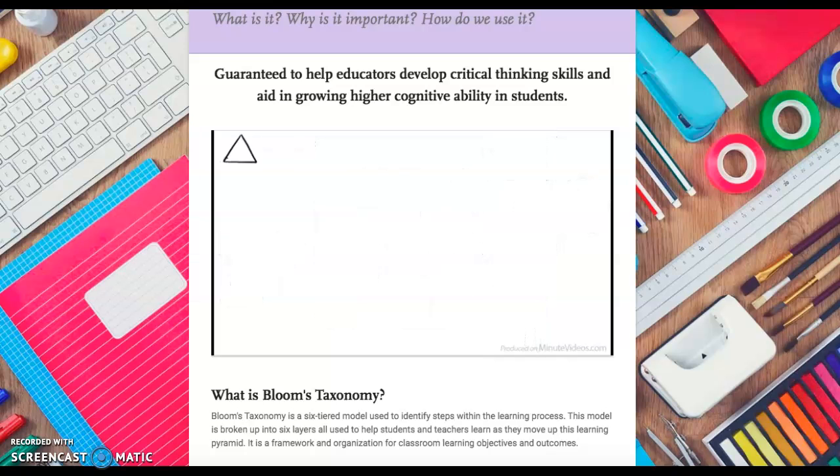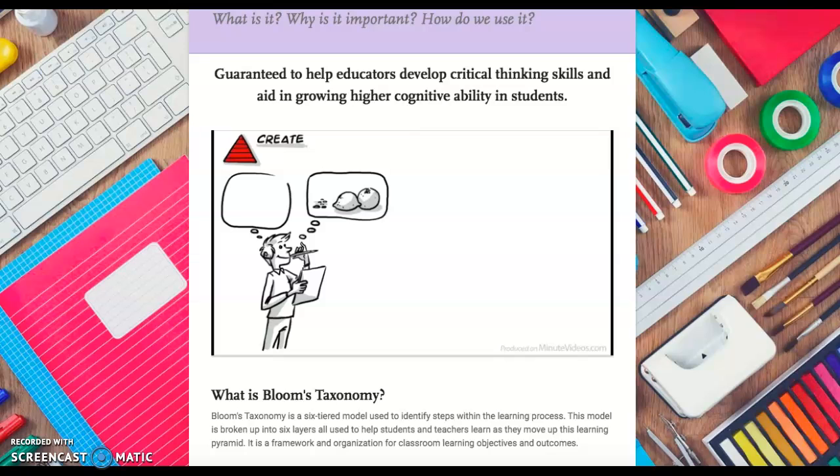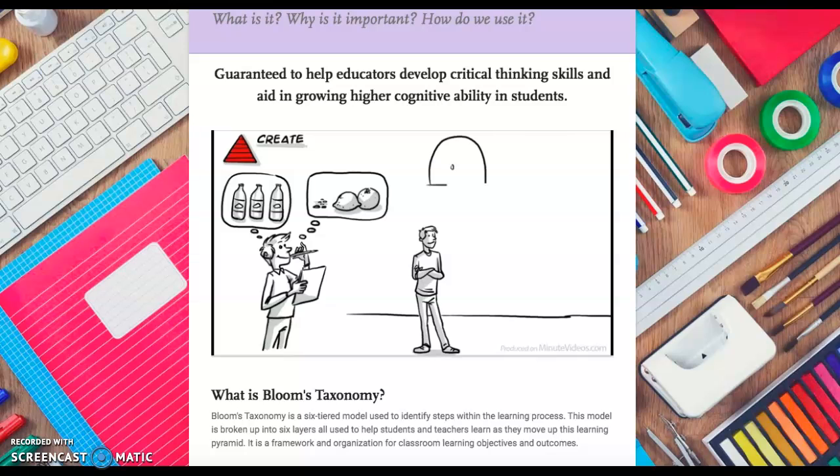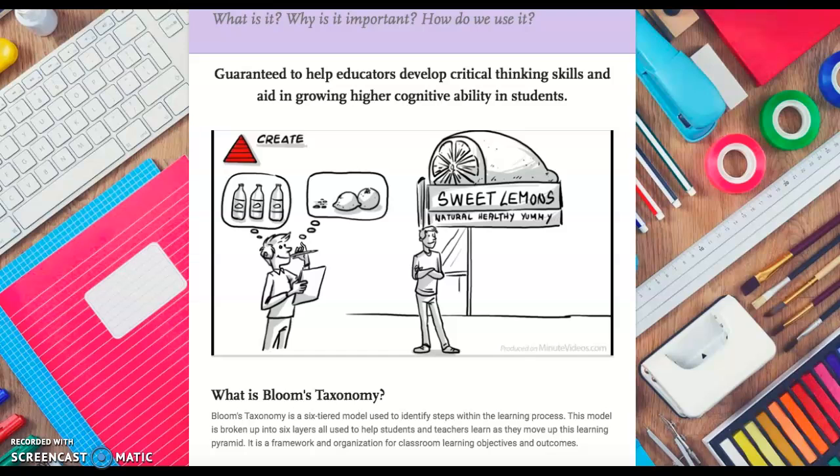Now, after we have learned, understood, applied, analyzed, and evaluated, we are ready to create. As we now really understand lemons, also in comparison to similar things, we can formulate a plan to create our own natural lemonade. It's now easy to come up with a cute shop design, a good name, and a good slogan: natural, healthy, yummy.